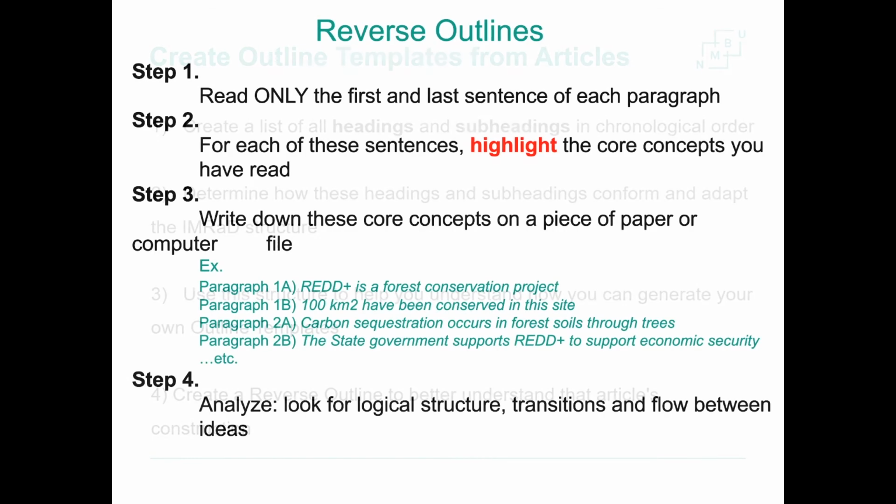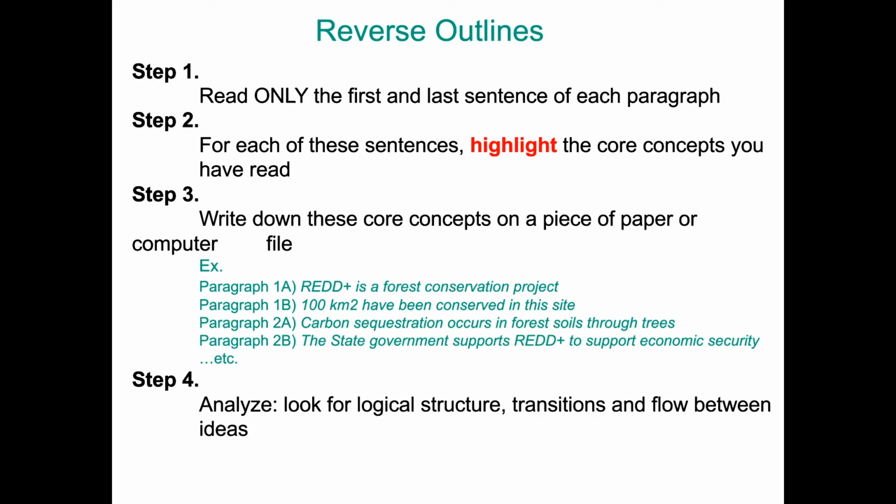In order to produce a reverse outline, it's actually quite easy. Now we have our headings and subheadings to create an outline template. We just need to read the first and last sentence of every paragraph. And for each of those sentences we read, we want to highlight the core concepts. We can write these core concepts down on a piece of paper or on our computer. And then we want to try to analyze these different sentences to look for a logical structure, transitions, and flow between the ideas from heading and subheading to the next paragraph into new sections.